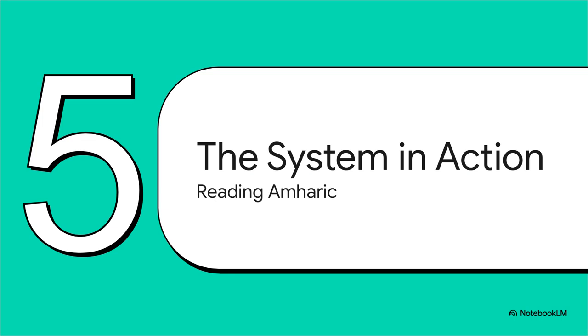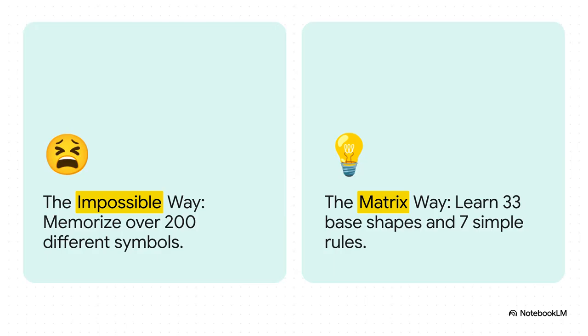So let's put it all together. We have our 33 base consonants and our 7 vowel rules. You combine them, and you get the entire totally readable system. This is that aha moment right here. And this just shows you how incredibly efficient it is. I mean, think about the 2 ways you could go about this. The impossible way: try to memorize over 200 completely different, unique symbols. Good luck with that. Or the matrix way: learn 33 base shapes and 7 simple rules. I mean, the choice is kind of obvious, isn't it?